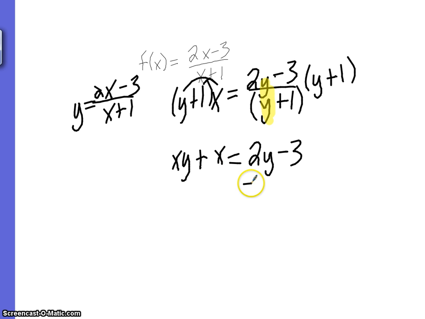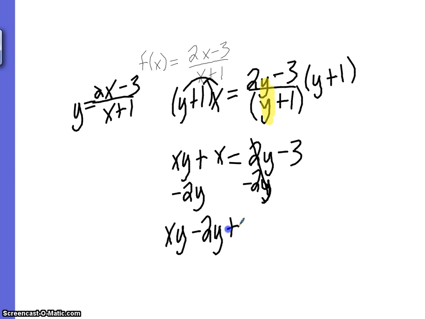So I'm going to subtract 2y to the other side. I don't have any like terms because this other term that has a y has an x with it, and I can't combine the x and the negative 2. So I've got xy minus 2y plus x is equal to negative 3.